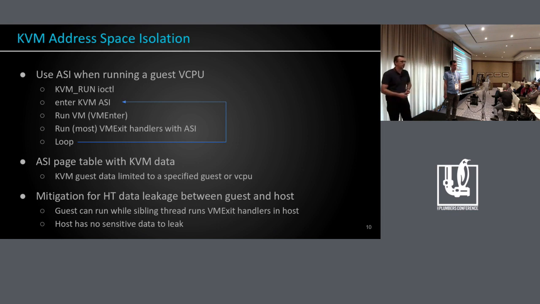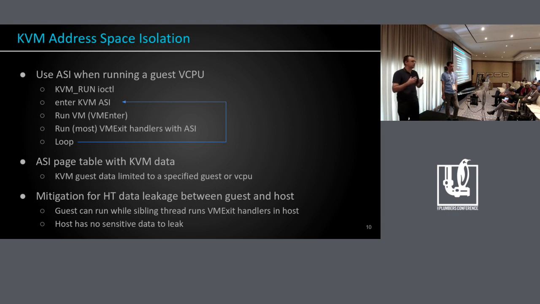So this is something I have applied to KVM, and the idea is to run ASI with a KVM virtual machine. You will have the KVM run ioctl invoked, usually by QEMU. So you enter the KVM address space. You run your VM, so you do the VM enter. At this point, you're running with this restricted address space. When you exit, you're still on this restricted address space, and the goal is to process the VM exit handler with the ASI. That way, if you got everything mapped correctly so that you can process the VM exit handler, you can loop and run your entire virtual machine on this restricted address space.